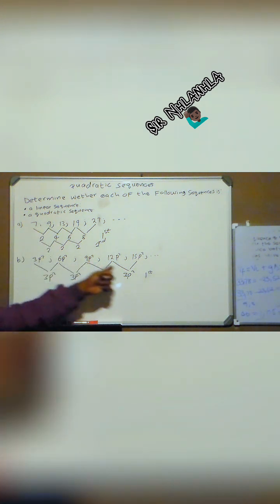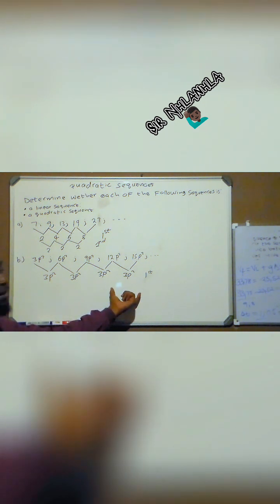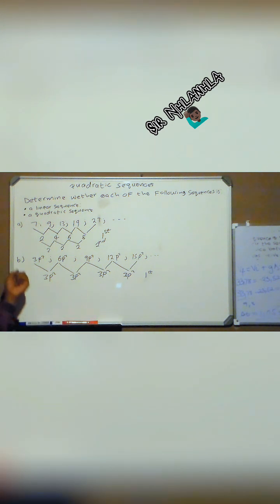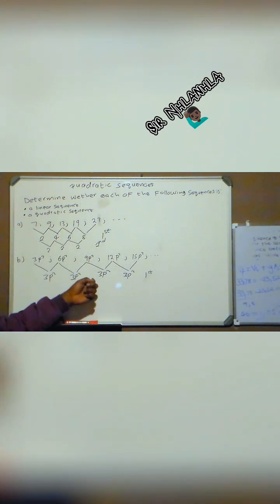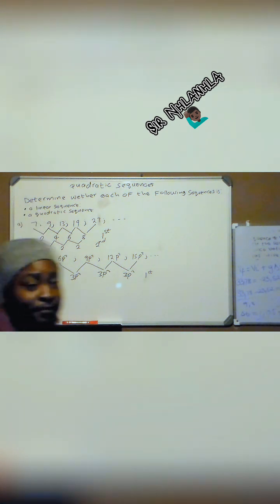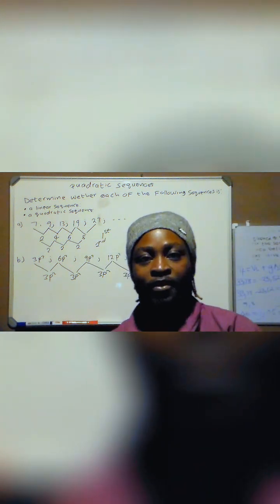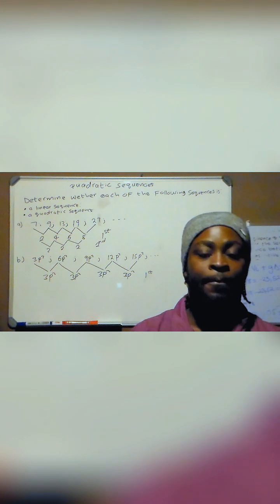So since the first difference gives us a constant value, there is no need for us to go and find the second difference. We can just conclude here that this is not a quadratic sequence. It is what? An arithmetic sequence, or rather a linear sequence. Easy as that. This is how you can determine whether a sequence is quadratic or not, right?